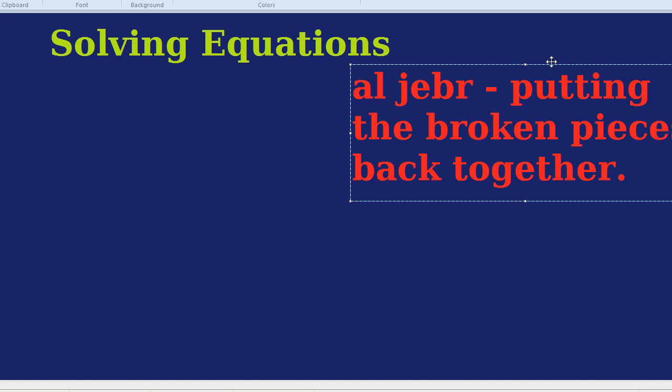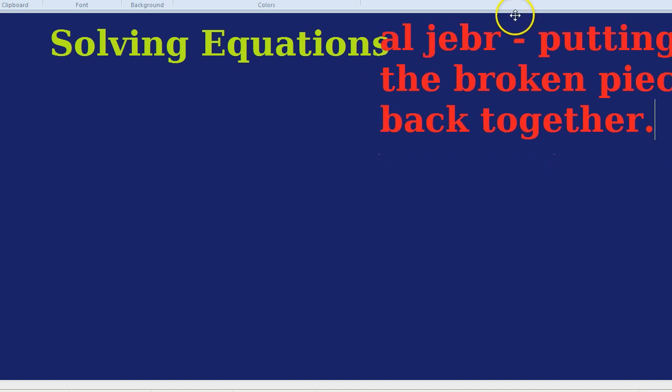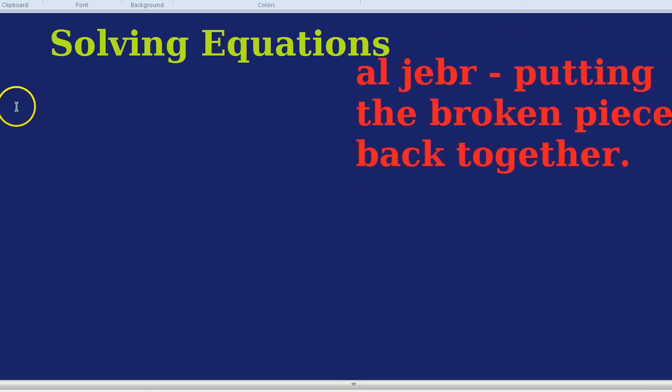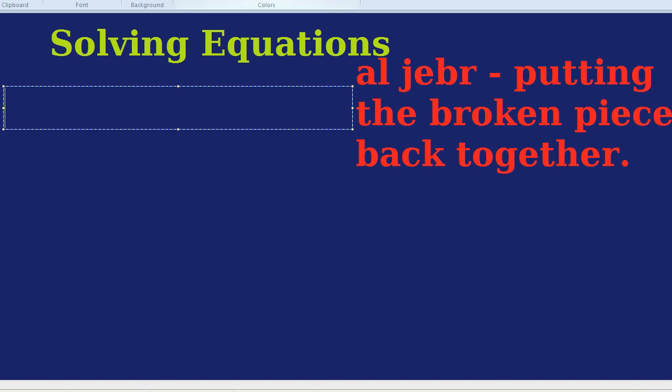And that can be incredibly useful if we have a long expression and we need to simplify it. Let's take an example. If we had 5x plus 3 equals 18, how would we solve that equation?